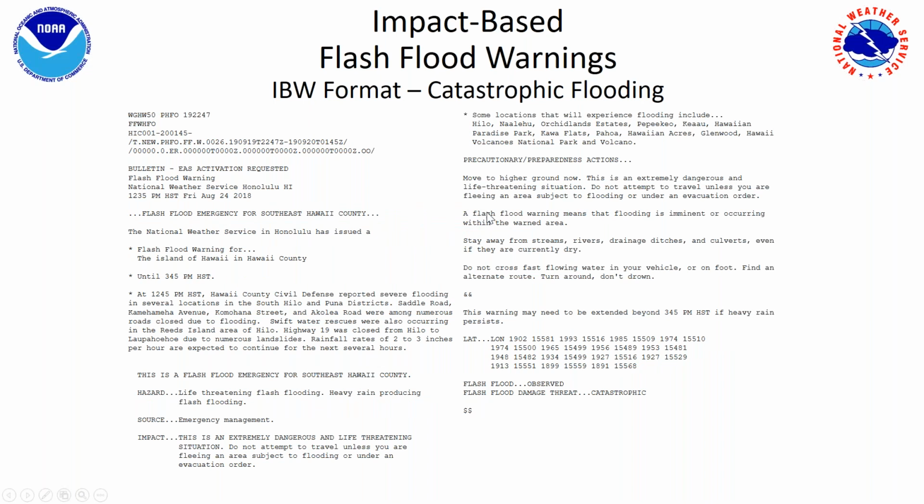And then for the catastrophic tagged event, again, I talked about when you use the catastrophic tag, it's designated as a flash flood emergency. And that shows up in a couple of locations. And then the wording changes in the impacts you're talking about. This is an extremely dangerous and life-threatening situation. Then it's boldface just to really push the emphasis on it. And in terms of the preparedness statement, to move to higher ground now, this is an extremely dangerous and life-threatening situation, and so forth. Avoid travel, that kind of messaging.